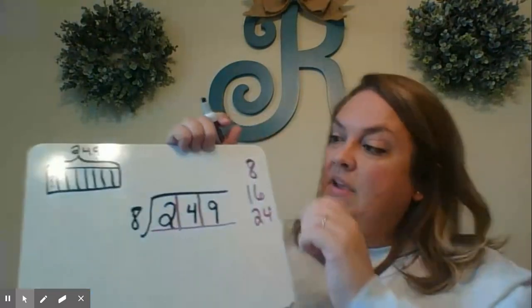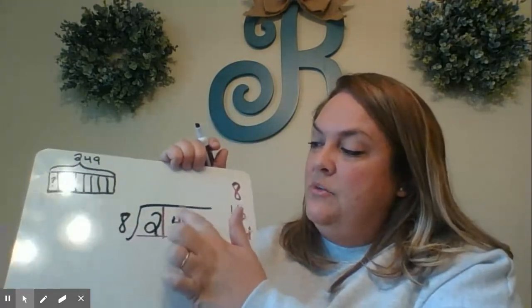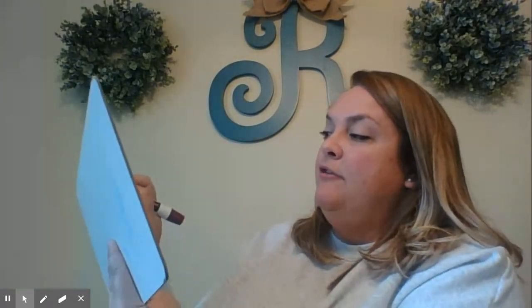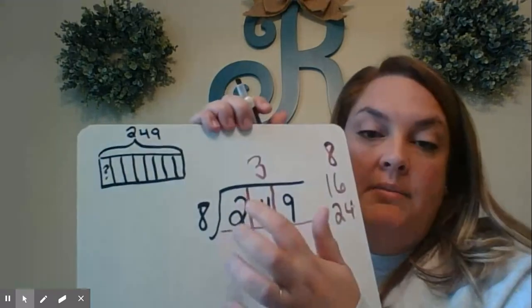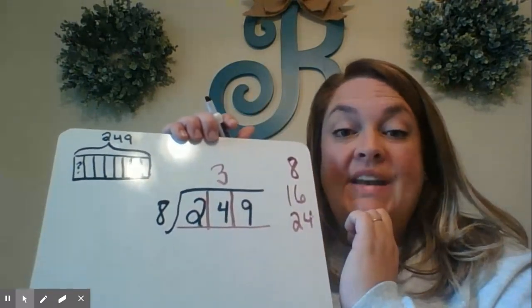But let's see how many groups of 8 that is. 1, 2, 3. So 8 times 3 is 24. So 8 goes into 24 3 times. So I'm going to be very careful about where I put that 3. I put it right above the 4 in 24. Do you see that? It doesn't go above the 2 because it took 8 into 24, not 2.